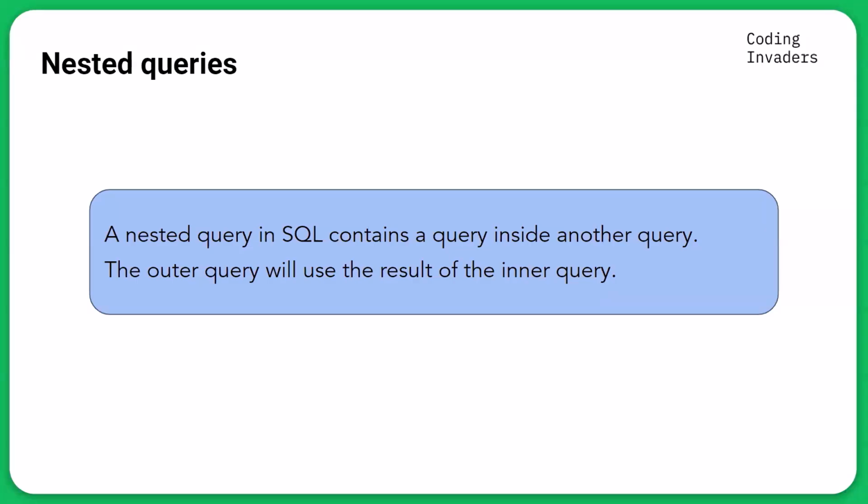A nested query in SQL contains a query inside another query. The outer query will use the result of the inner query. Let us take an example and then try to understand how nested queries are written.